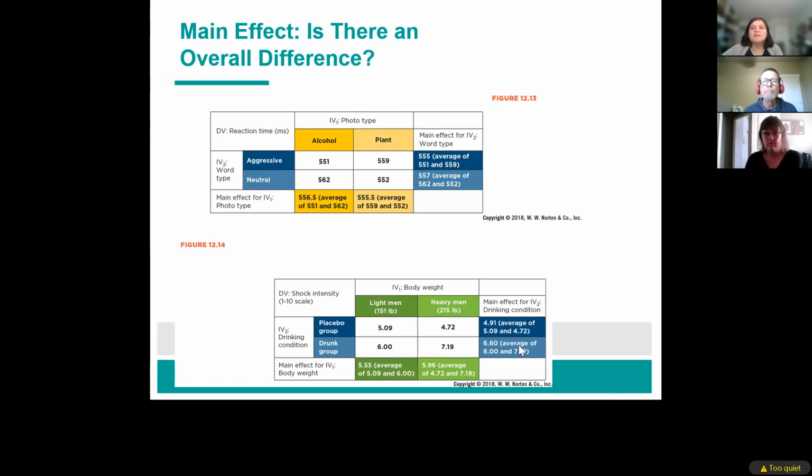So there might be a main effect of the drinking condition such that those in the placebo group gave less intense shocks than those in the drunk group. All right, Rick or Alacia, do you want to walk me through the main effect of body weight?